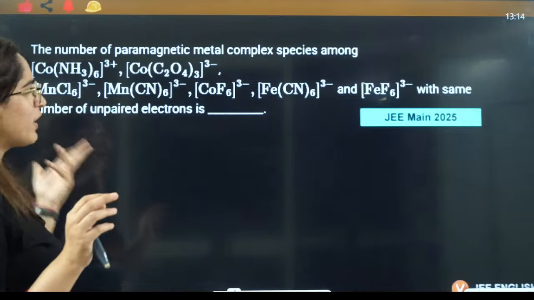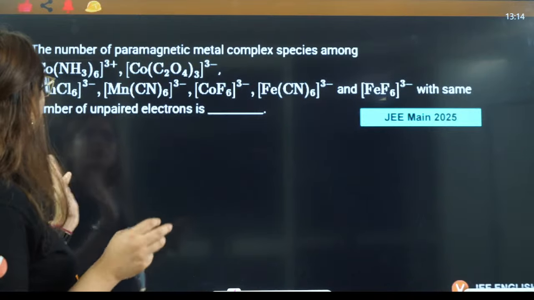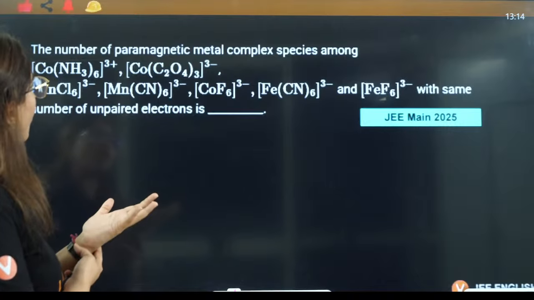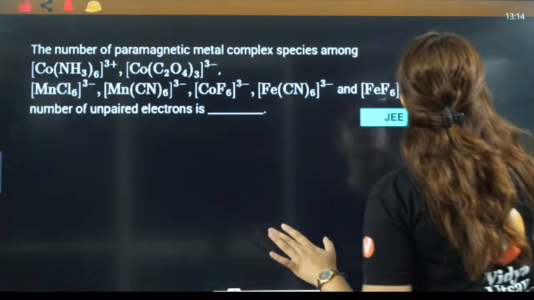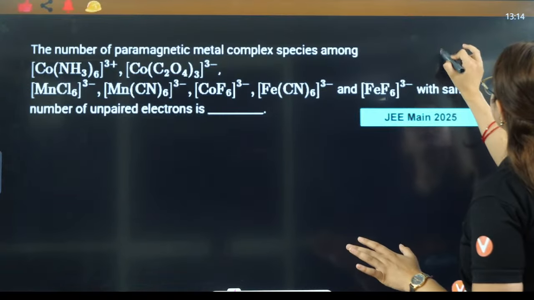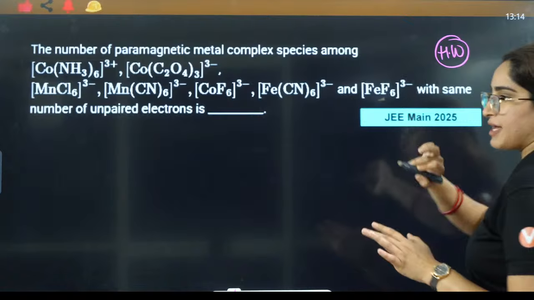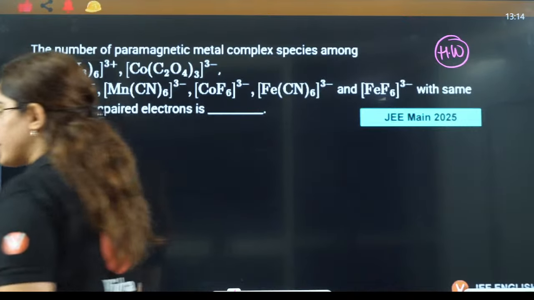Then this is the 2025 question only. I have also done this before. Number of paramagnetic complexes that are here. This you can do yourself as well. Okay, this is your homework. This you can do yourself as well.